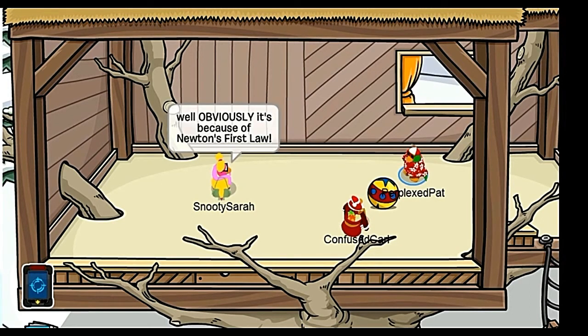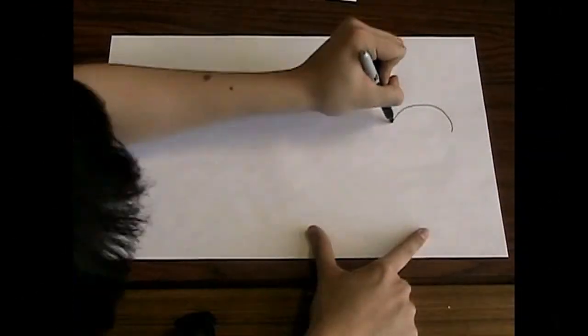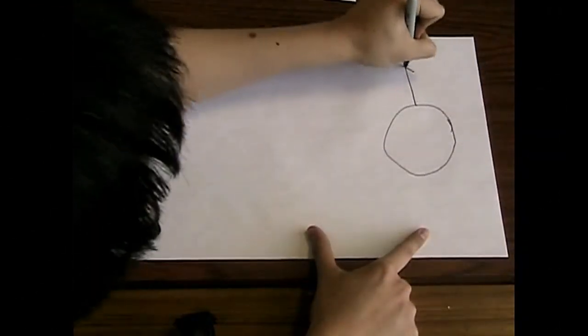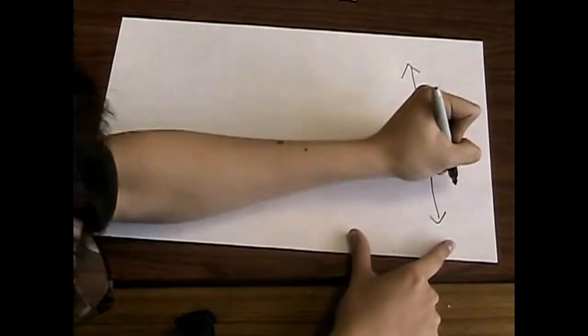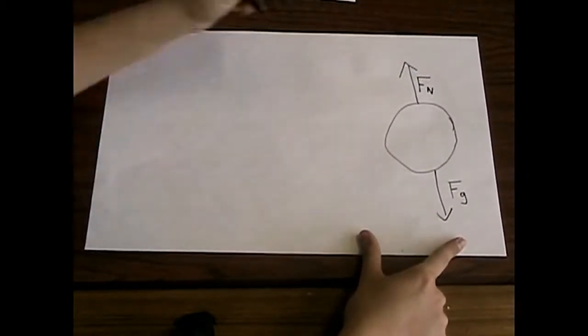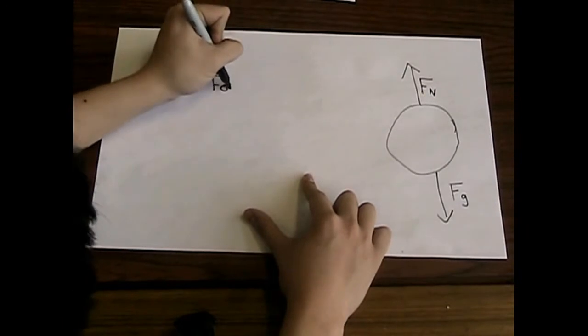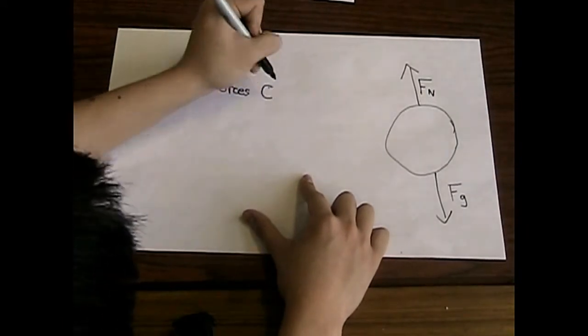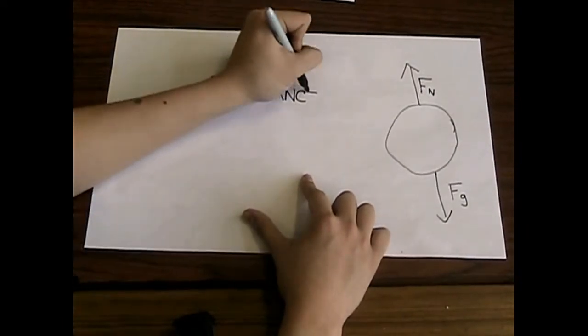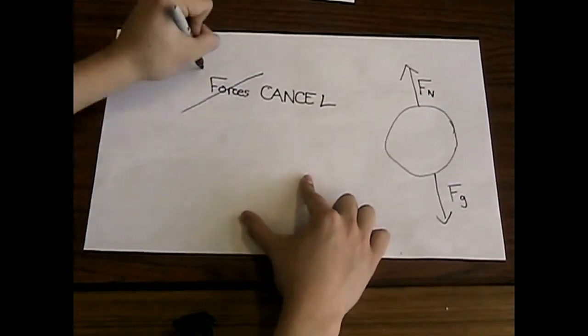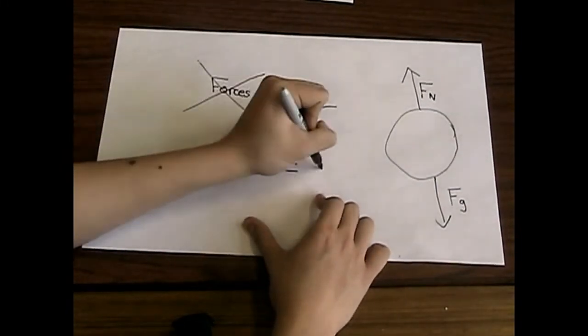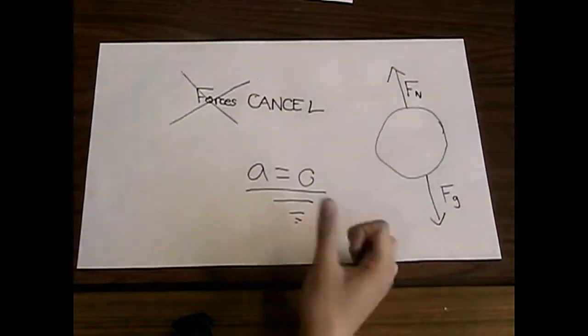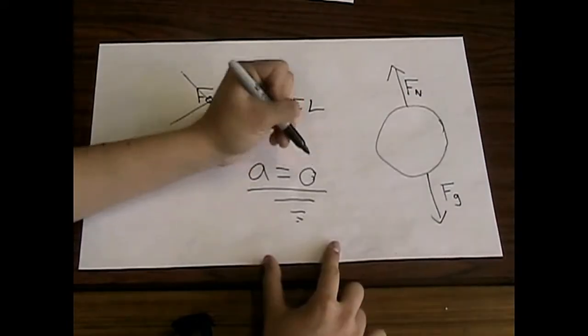Well, obviously it's because of Newton's first law. Newton's first law states that an object experiencing no net force will remain at rest or at constant velocity. In this scenario, the force of gravity on the ball is balanced by the upward normal force exerted by the ground, so there is no net force. Therefore, according to Newton's first law, the ball experiences no acceleration and remains in its initial state, at rest.